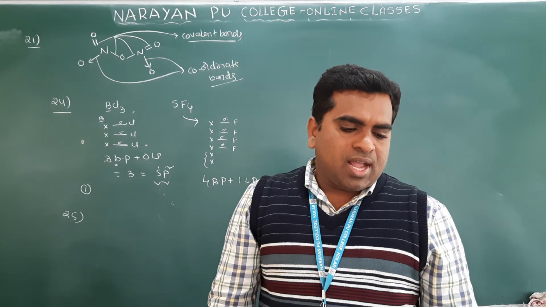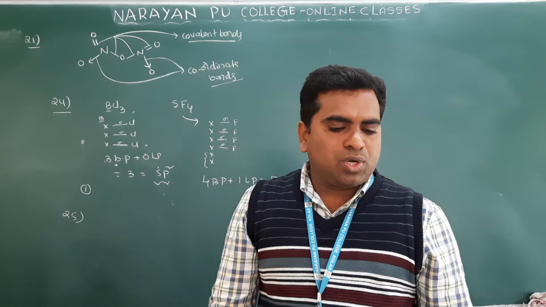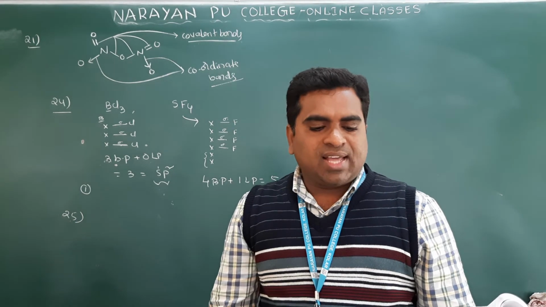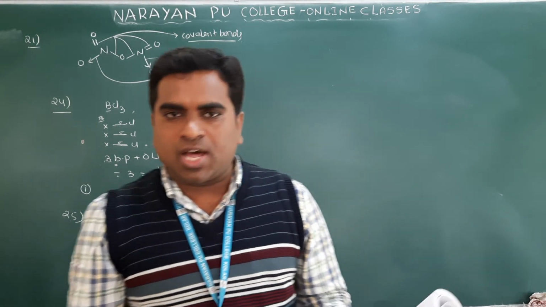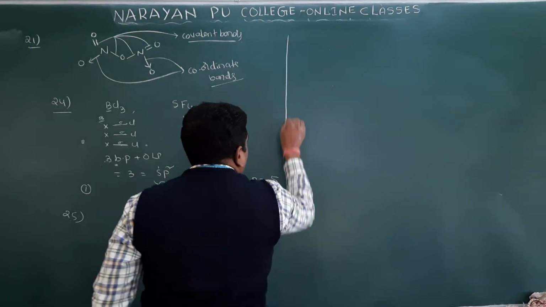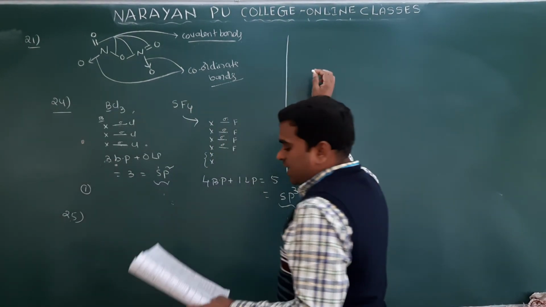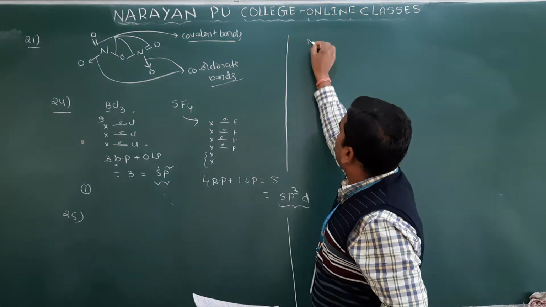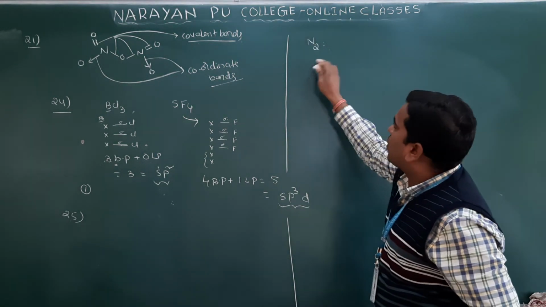26th. In the formation of N2 plus from N2, the electron is removed from which orbital? For this one, you have to write the electronic configuration. N2 plus means N2, which you already know. What is the N2 electronic configuration?